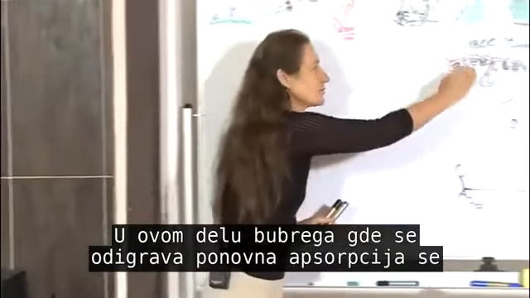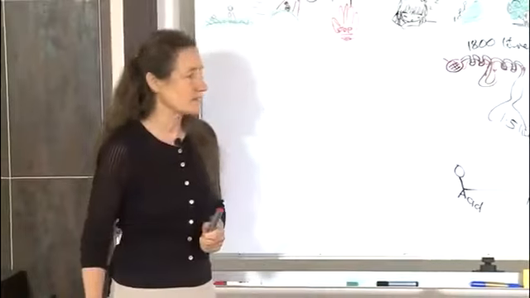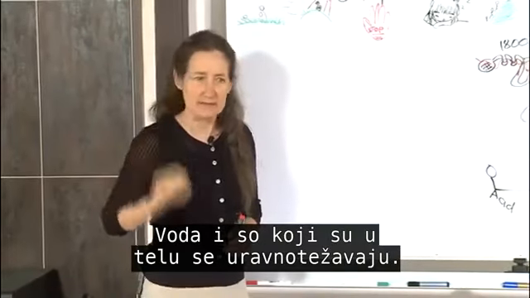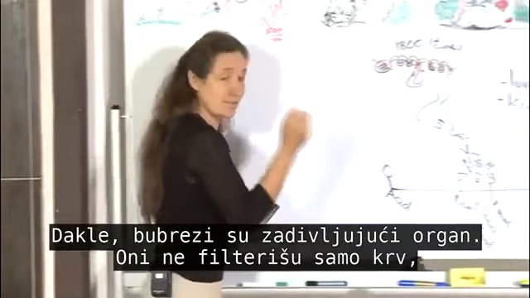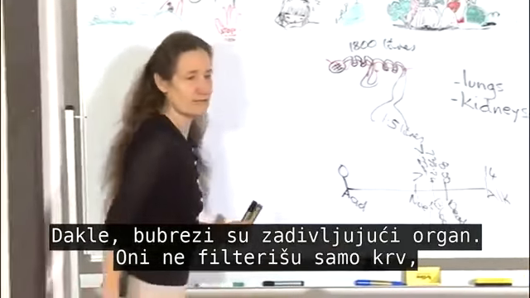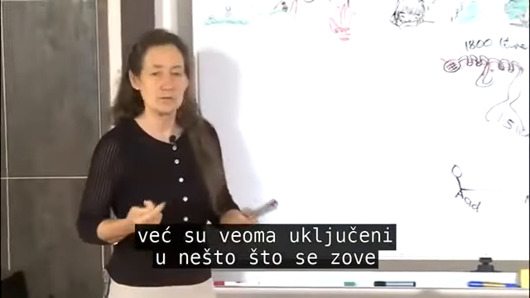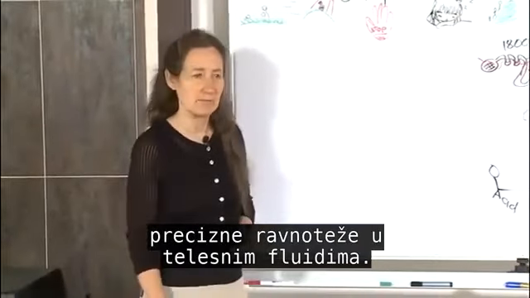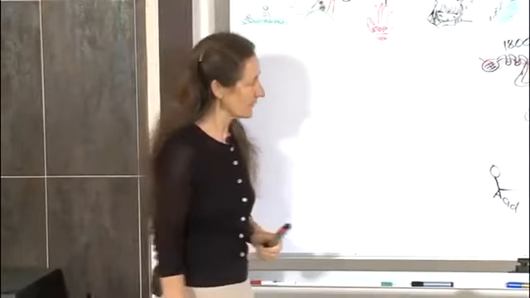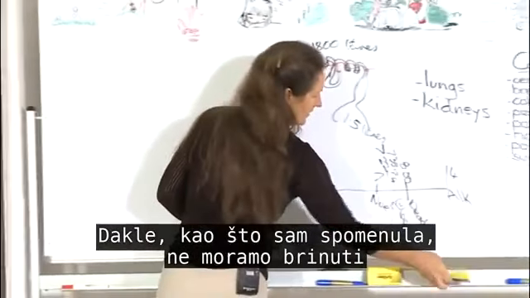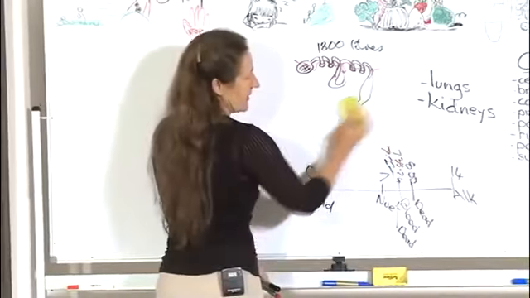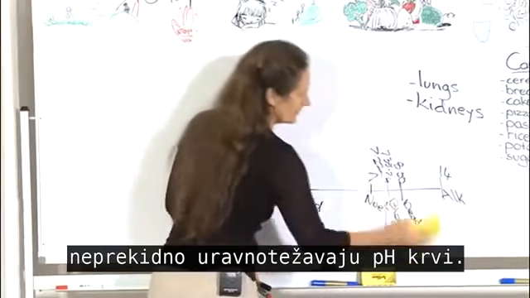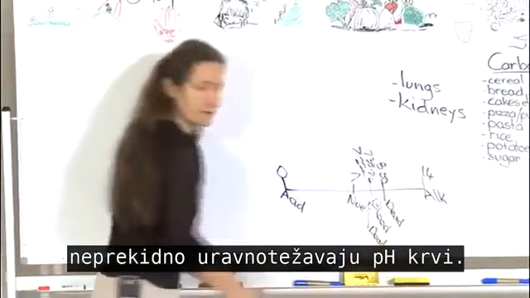It's in the reabsorption section of the kidneys that blood pressure is balanced, that water and salt is balanced in the body. So the kidneys are an amazing organ. They're not only filtering the blood, but they have a lot to do with what's called homeostasis, or keeping the precision balance in the body fluids. So we don't have to worry, as I mentioned previously, about the pH of our blood, because these 2 organs are constantly balancing the pH of the blood.